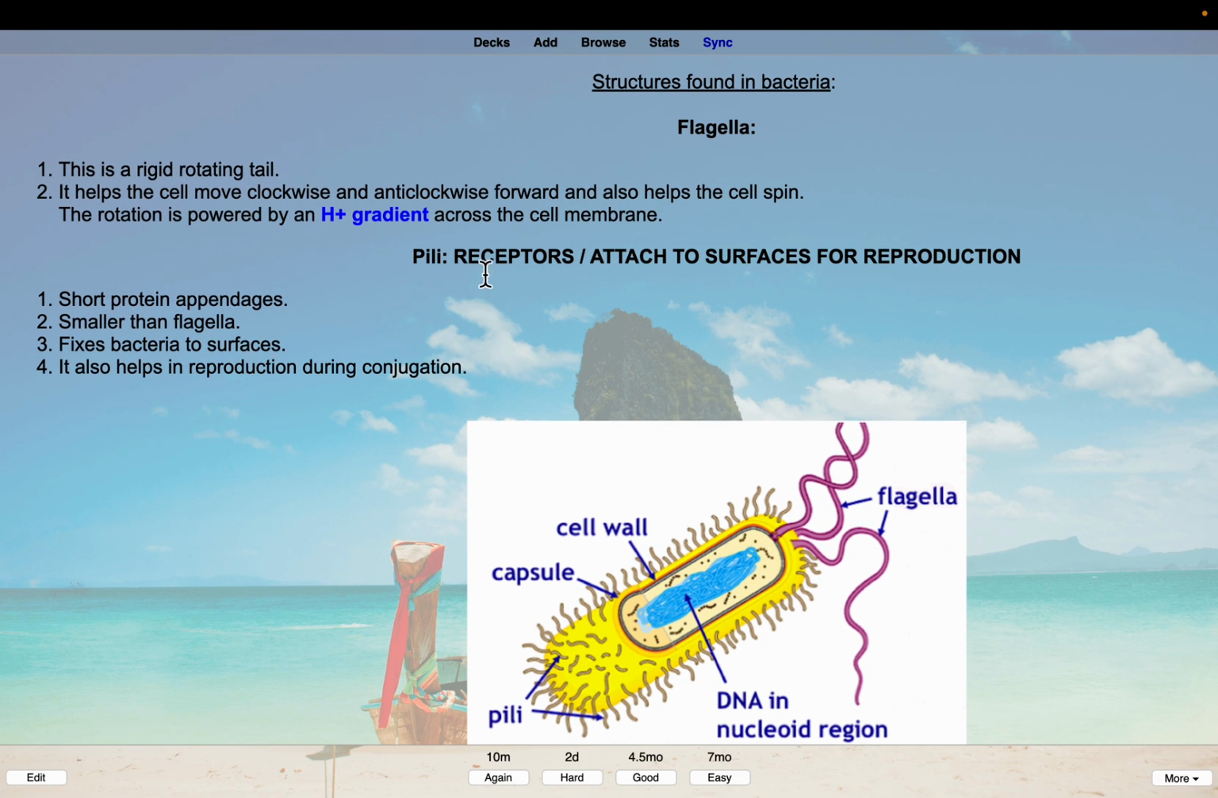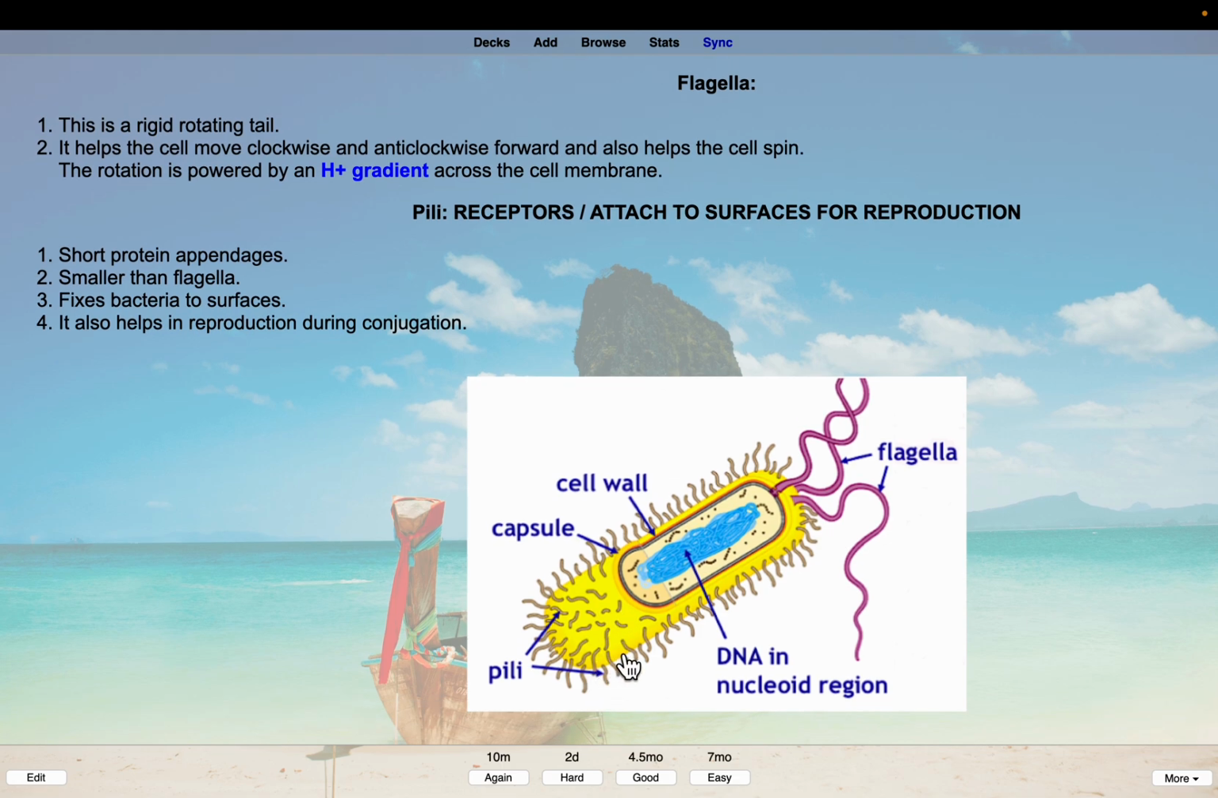So pili are receptors that attach to surfaces for reproduction. The hairy stuff. They're receptors. And yeah, they are short protein appendages. They are smaller, clearly, than the flagella. They fix bacteria to surfaces so that they would attach. In a way, they could be described as adhesives. And for number 4, they help in the reproduction during conjugation.